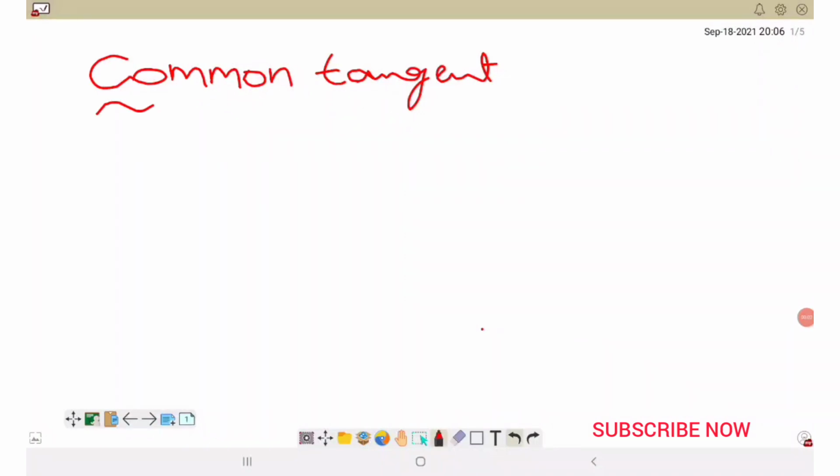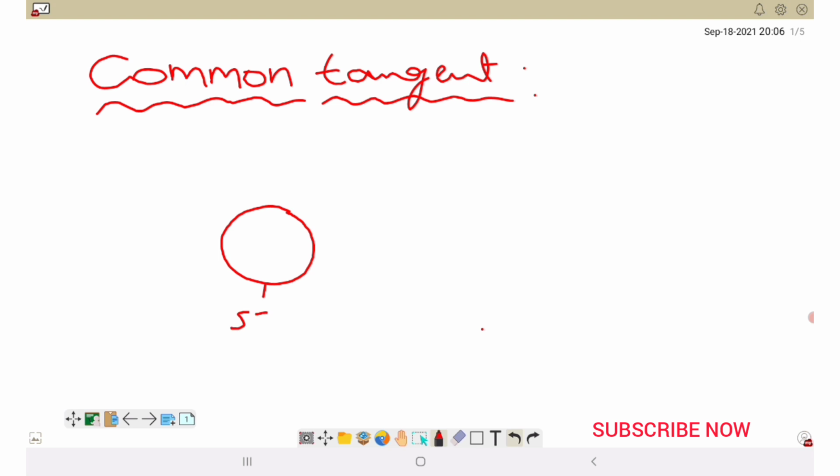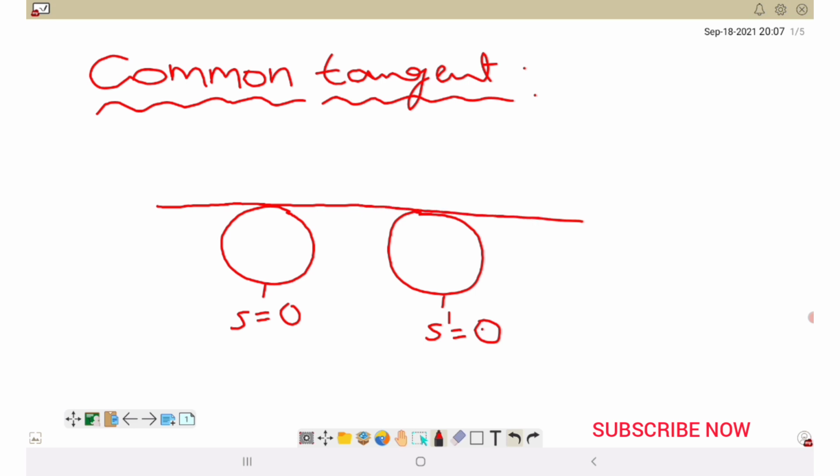Next topic, common tangent. Let the two circles be S equal 0 and S dash equal 0. A straight line touches both the circles. Then the straight line is called a common tangent to the circles S equal 0 and S dash equal 0.